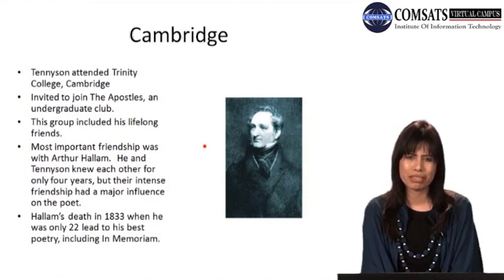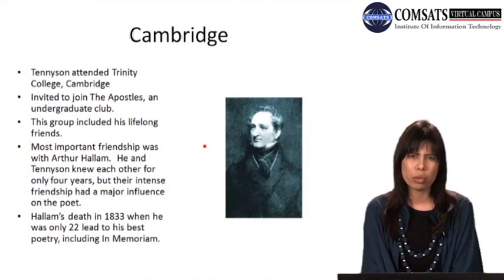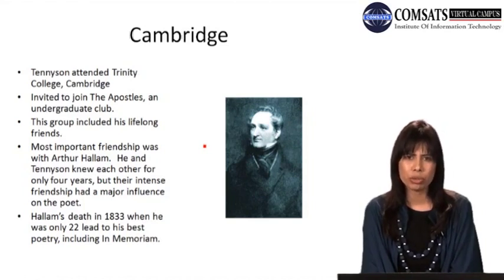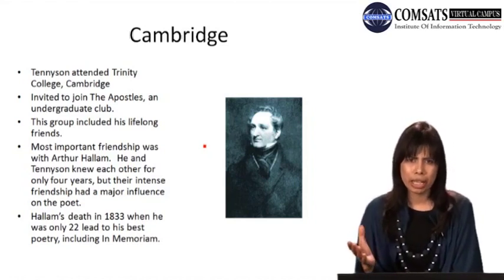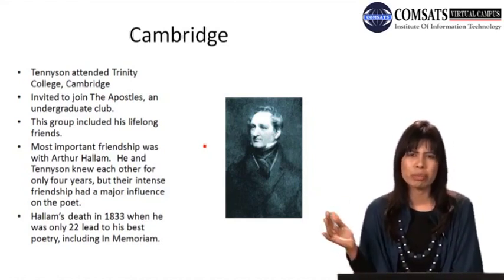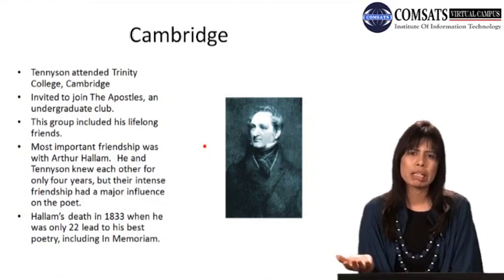So when his best friend died in 1833, he was very young, only 22 years of age. You could see the elements of grief, sorrow and sadness in his poem, the way he was missing his friend in his work In Memoriam. Okay, so this was his life in Cambridge. We started with his background from his family and then his friends.